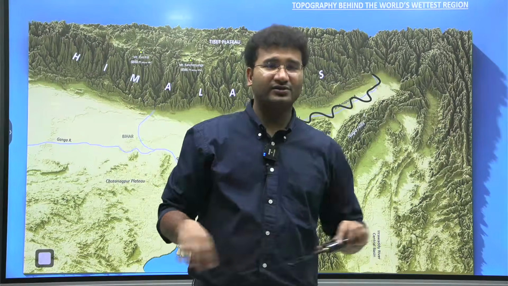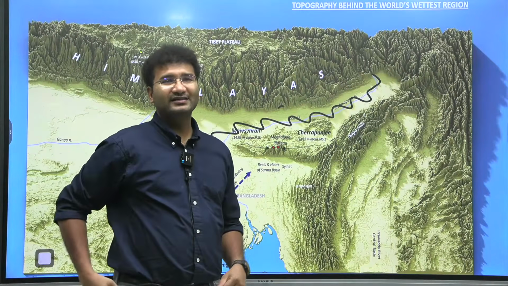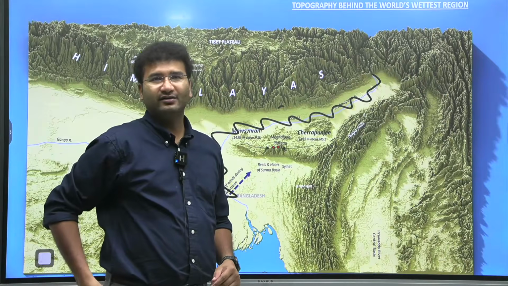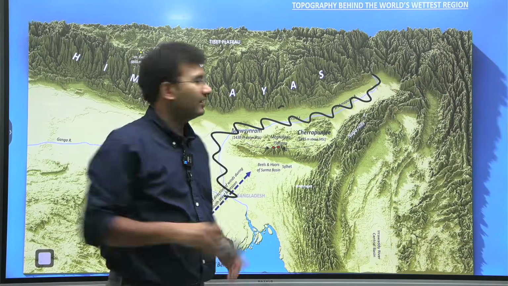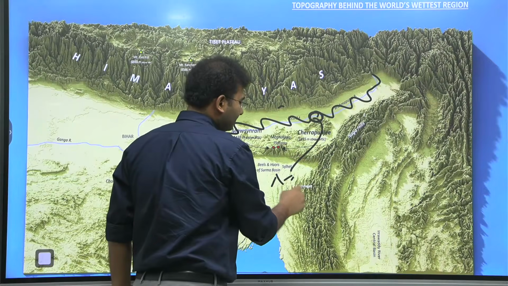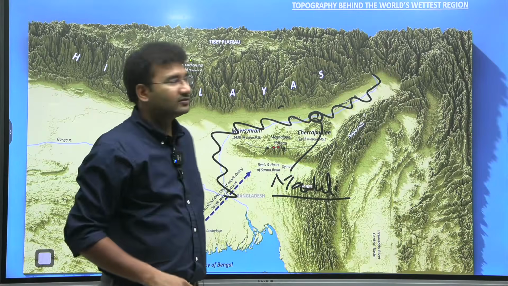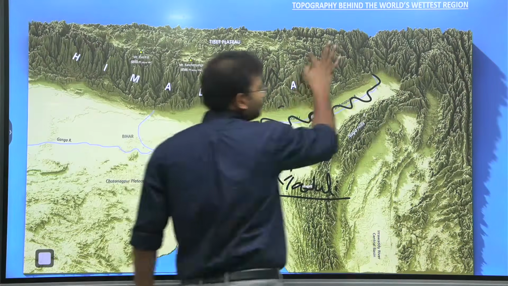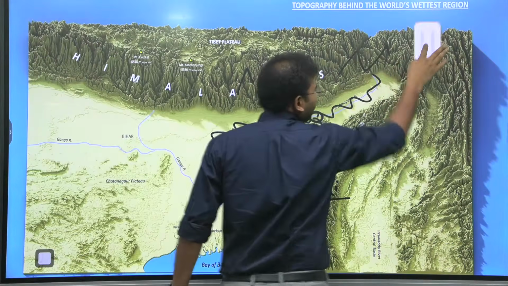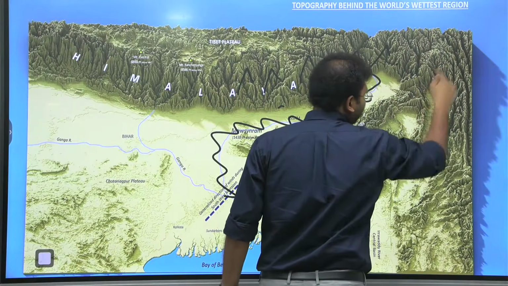So this also meanders a lot. That's why it is a sorrow to the northeast, right? And an island which is located here is called Majuli Island.